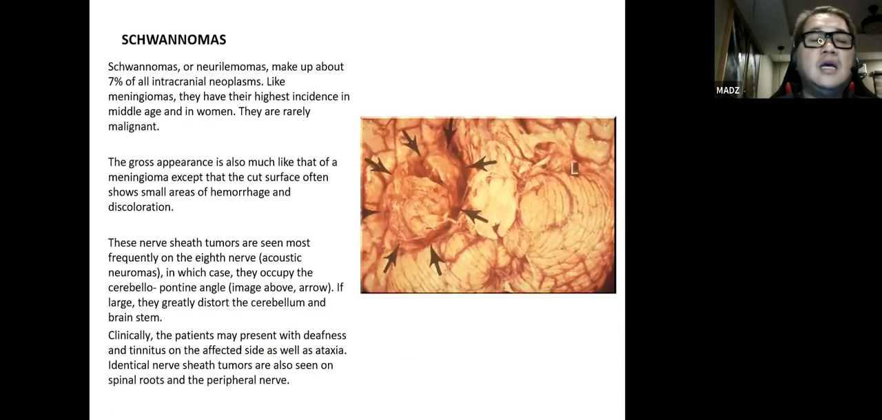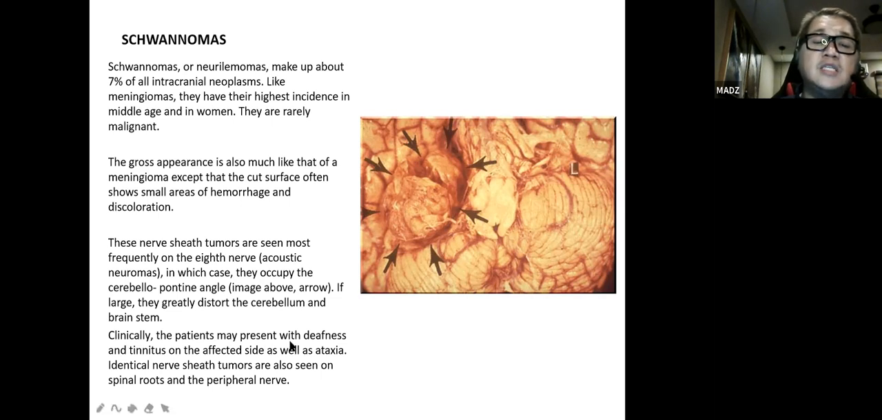So these nerve sheath tumors are seen most frequently in the 8th cranial nerve as an acoustic neuroma, in which case they occupy the cerebellopontine angle. If large, they could greatly distort the cerebellum and brainstem. So normally with acoustic neuromas, only hearing impairment, but if it's large enough, since the location is the cerebellopontine angle, you can have ataxia or incoordination.